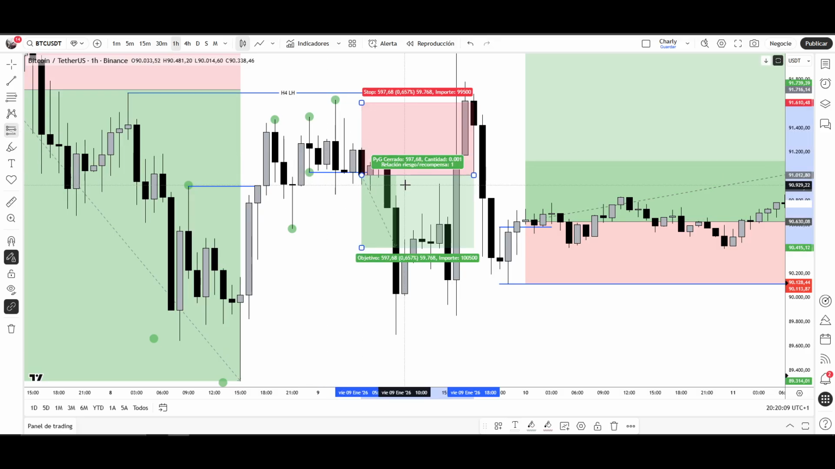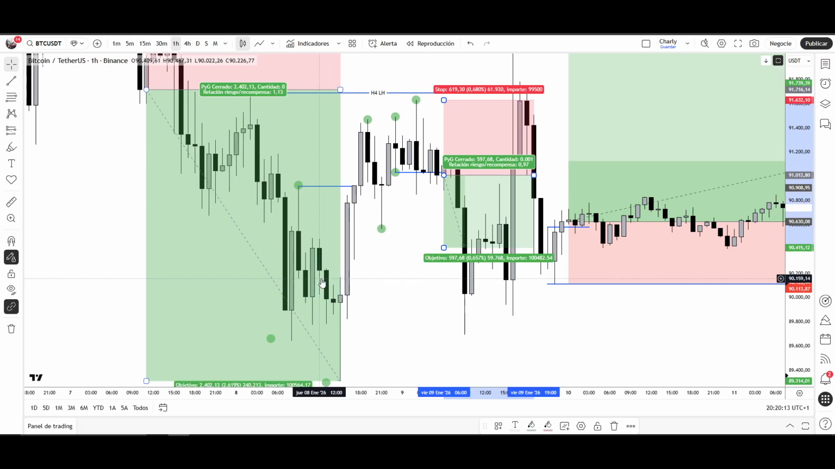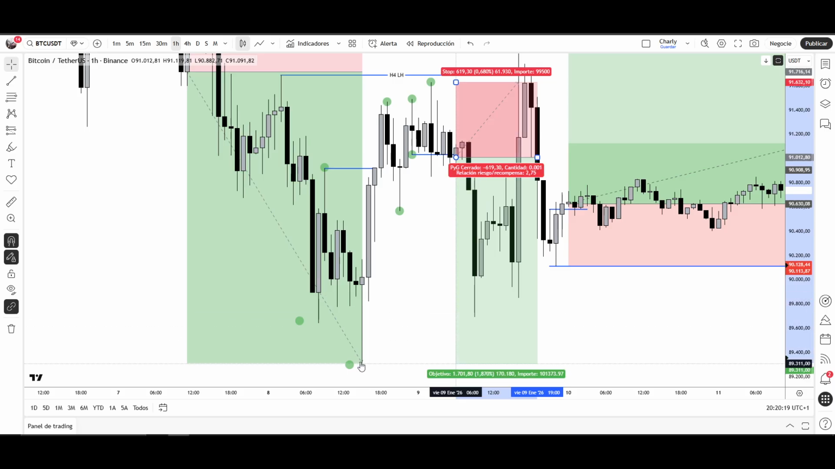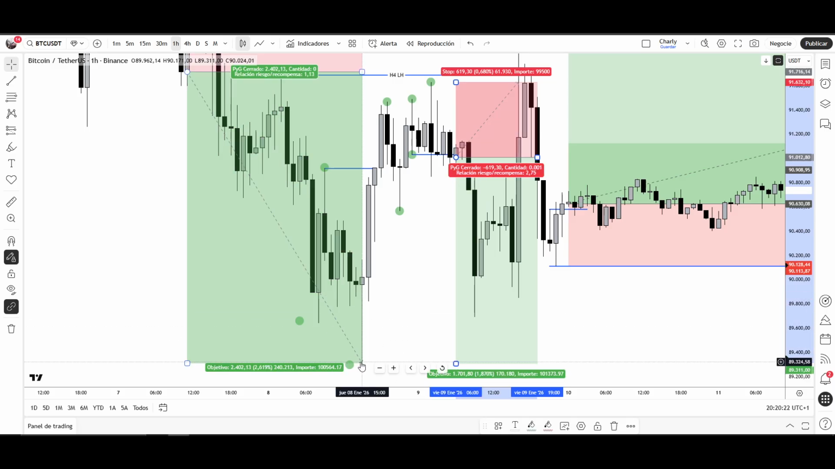Candle breaks and closes below the level. Beautiful. Invalidation above the high. This is the setup. Now, the exit should be right here. Perfect. A 1 to 2.75.